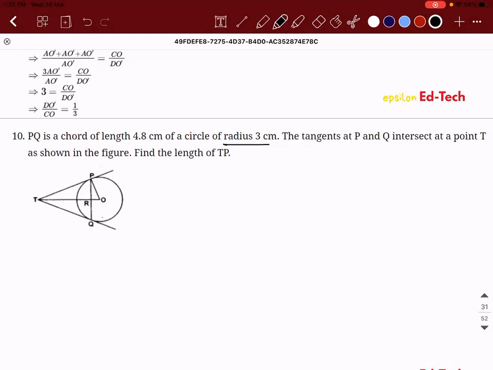So 4.8 means PR is how much? 2.4. So how to solve this? Wherever you see right angle triangles, one logic that comes to our mind is Pythagoras theorem, or the other is trigonometry. Here we can't use trigonometry, so we'll go with Pythagoras theorem. So how to solve?